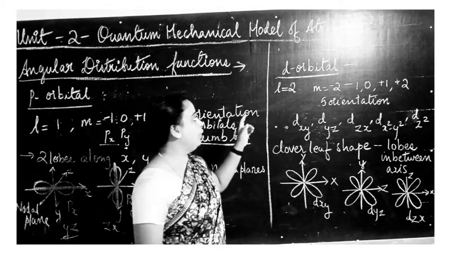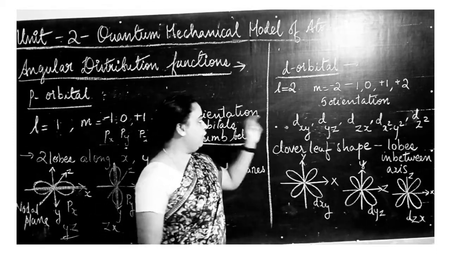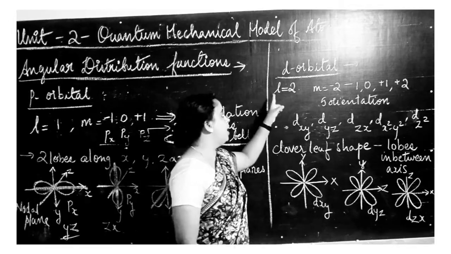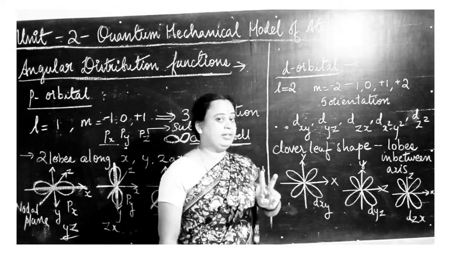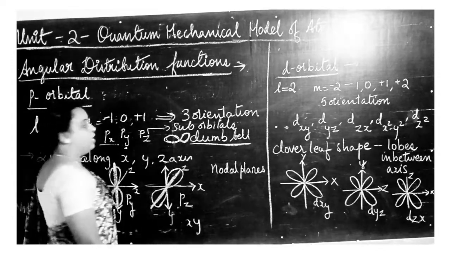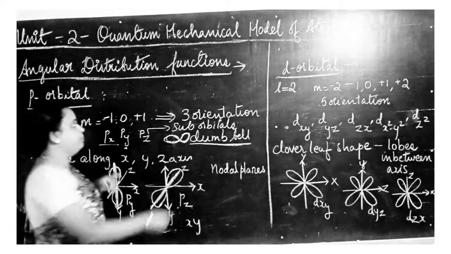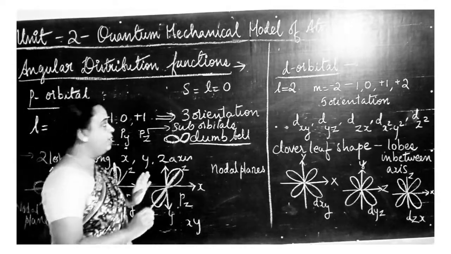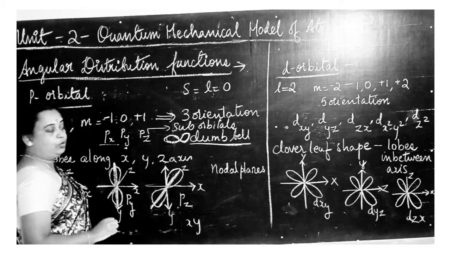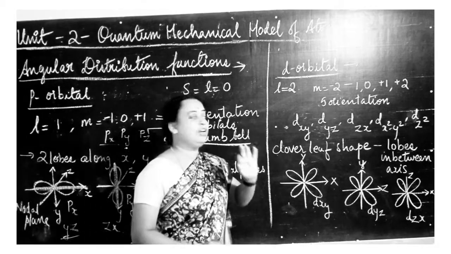Now let us look into the d orbital. For the d orbital the value of L is equal to 2. The values of L you should study thoroughly. For the p orbital the value of L is equal to 1, for the s orbital the value of L is equal to 0, and for the d orbital the value of L is equal to 2.